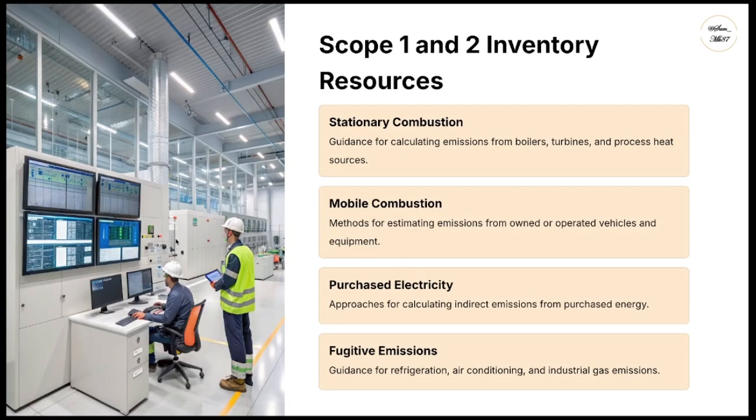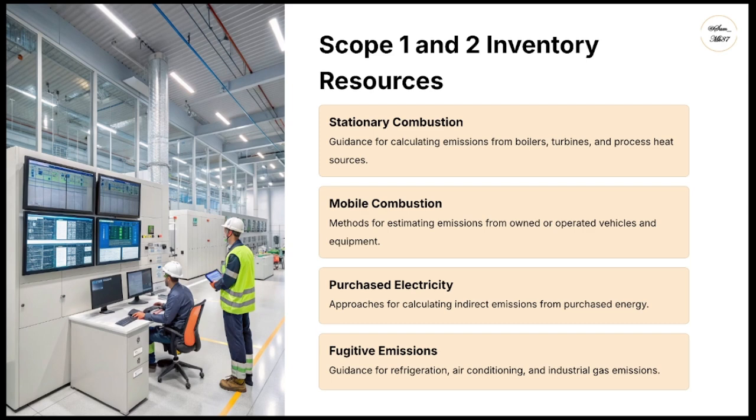So when developing Scope 1 and Scope 2 inventory, it's helpful to break down emission by category and use specific guidance to ensure accuracy. First, we have stationary combustion. This refers to emission from equipment like boilers, furnaces, and turbines used for heating or industrial processes.